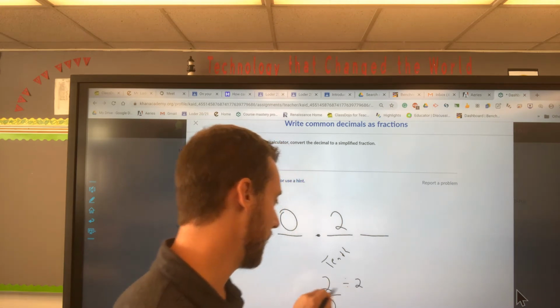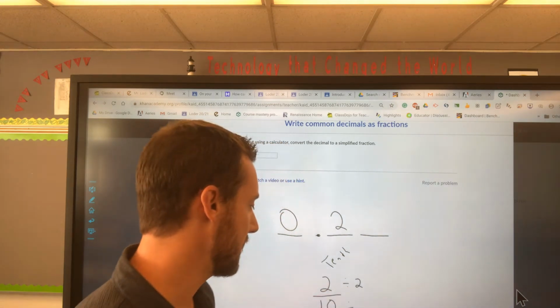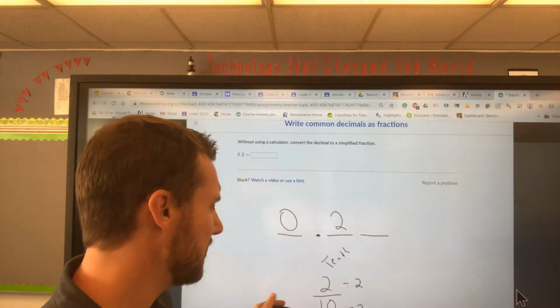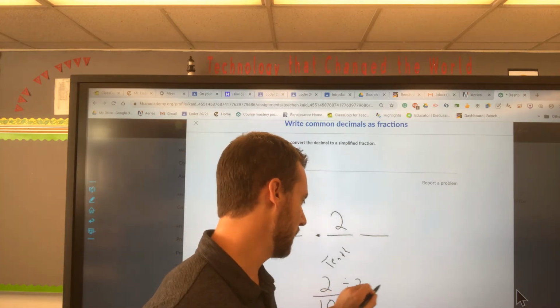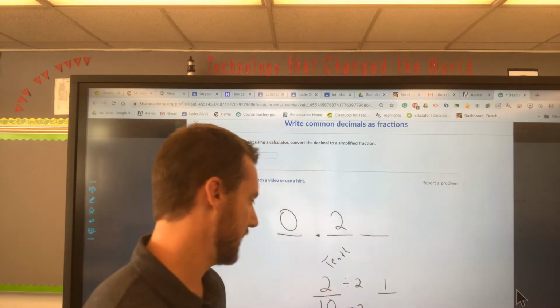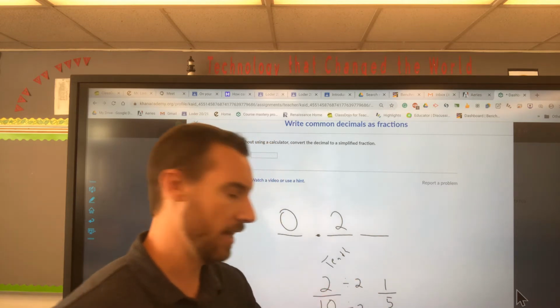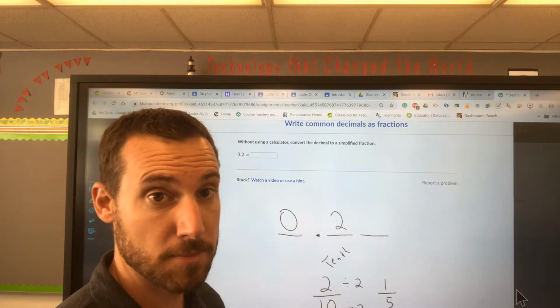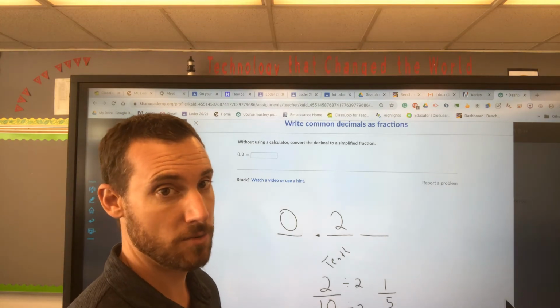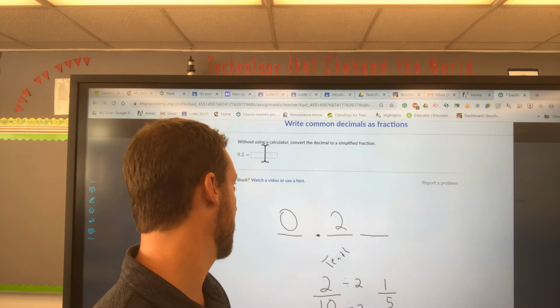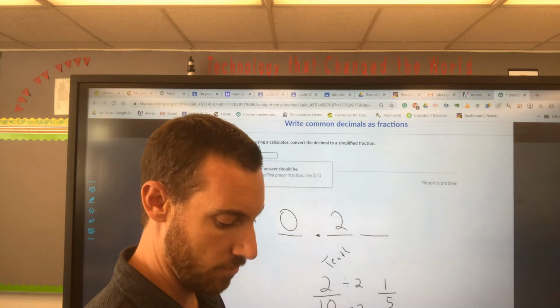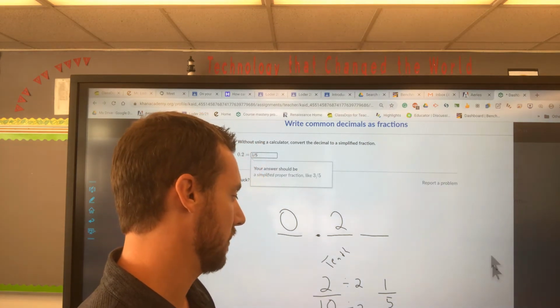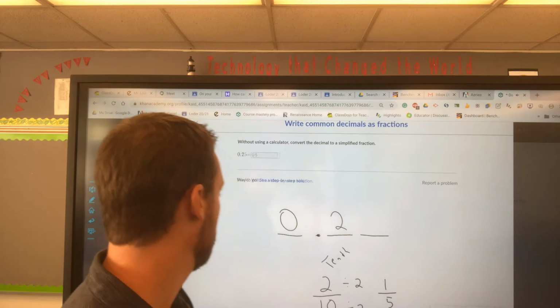So let's go ahead and divide 2 by 2, and let's go ahead and divide 10 by 2. When we do that, 2 divided by 2 is 1, and 10 divided by 2 is 5. So our answer is 1/5. You just continue simplifying until you can't divide anymore. Okay, so let's go ahead and put 1/5. We'll go ahead and check that one. And we got it right.